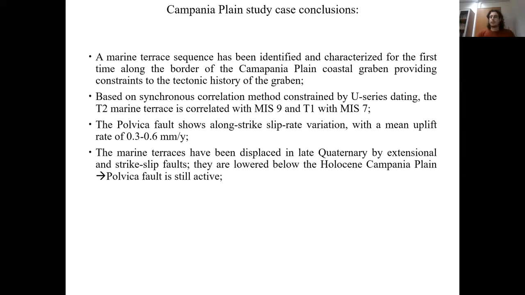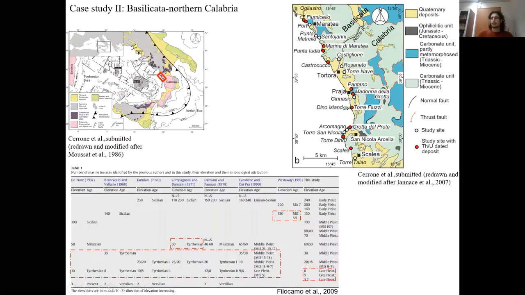The Polvica Fault shows a long strike slip rate variation with a mean uplift rate of 0.3–0.6 millimeters per year, and it has been demonstrated that such late-Quaternary marine terraces have been displaced by faults. So we can consider that the Polvica Fault is still active.